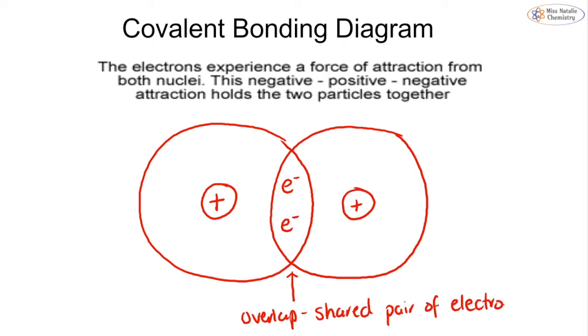So our electron clouds or our energy levels overlap for covalent bonding, and then the two electrons are shared between the two atoms, and the attraction between this shared pair and the nuclei is what holds the two things together, and this overlap is known as a covalent bond.